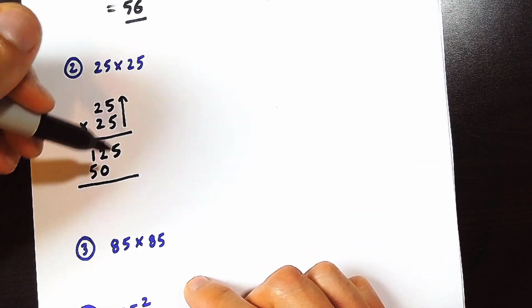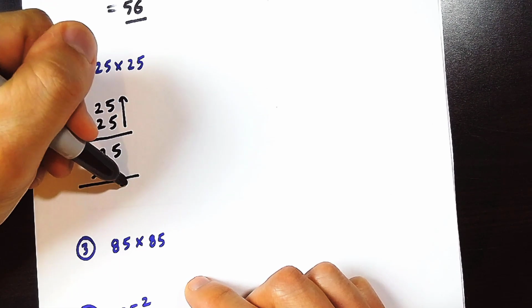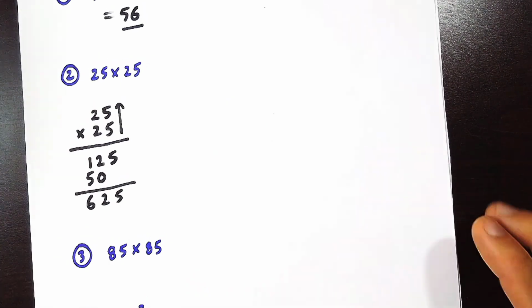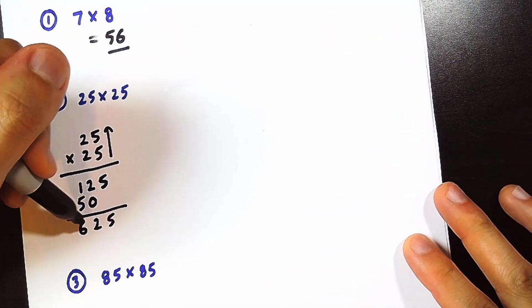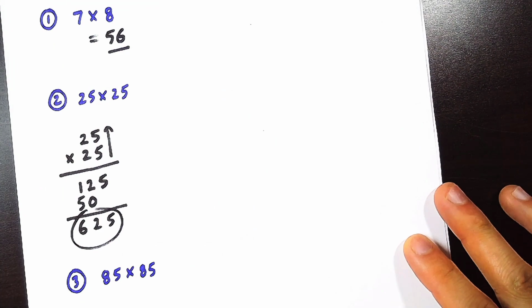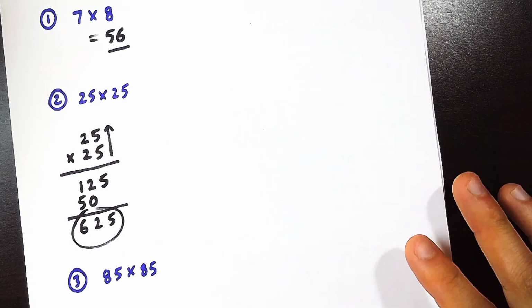Cha-ching, we're going to add these up here. 5 plus nothing is 5. 2 plus 0 is going to be 2. And 1 plus 5 is going to be 6. So the answer to 25 times 25 is 625. Now let's try the fast way.